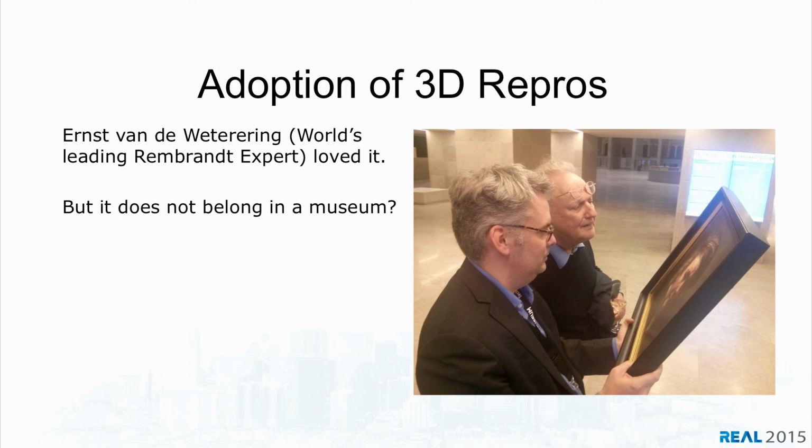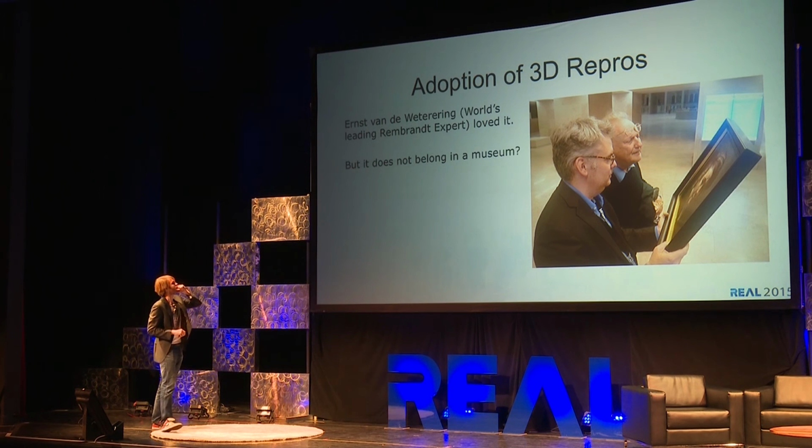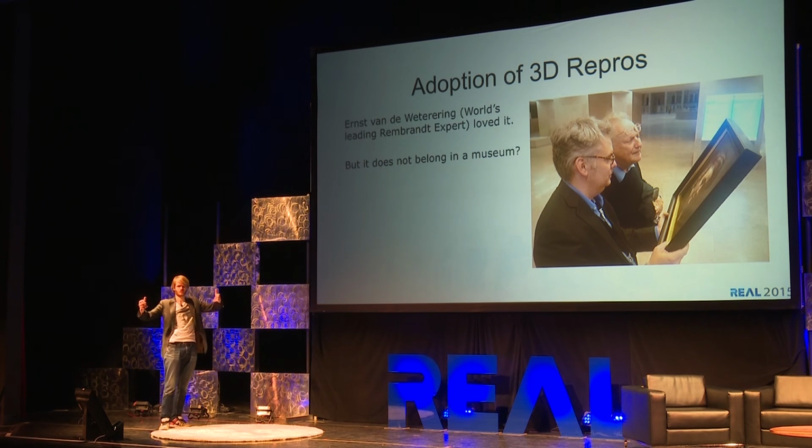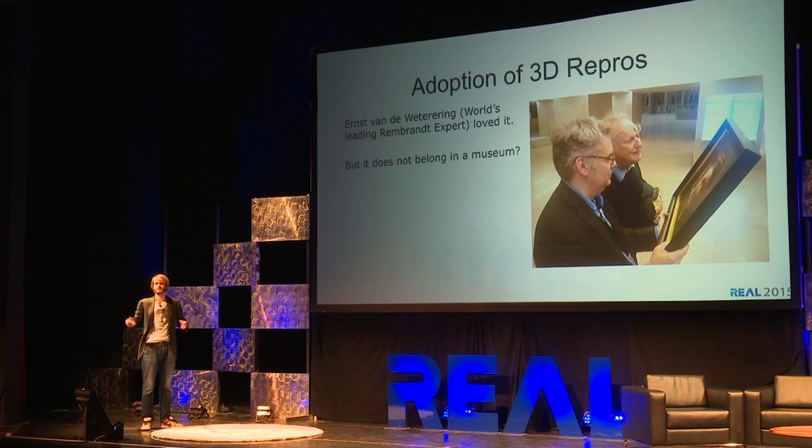So then we looked at the adoption of the 3D reproductions by the expert. So Ernst van de Wetering, he's the world's leading Rembrandt expert. He's the head for 30 years now of the Rembrandt Research Project, and he really loved it. He really loved to touch it for the first time, and he was like, wow, and he was waving it around and looking at how the light worked with it. So that was really the first time that he could actually do that while he was busy with Rembrandt, I think for all his life already.